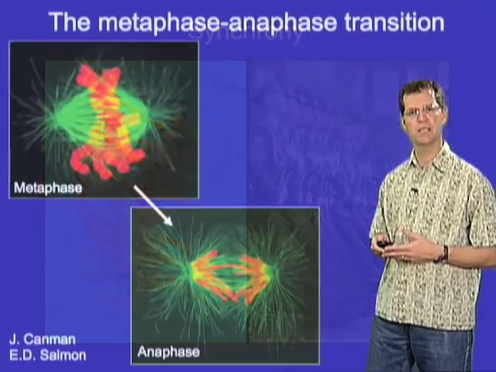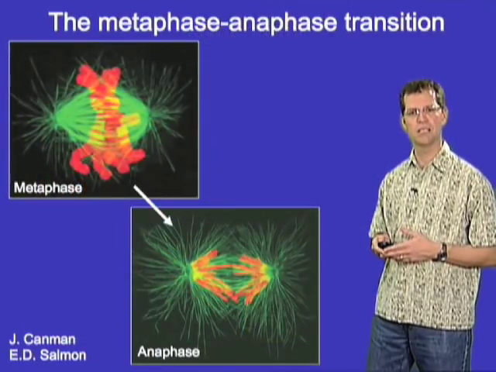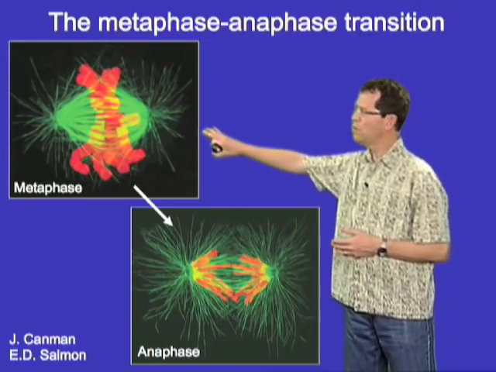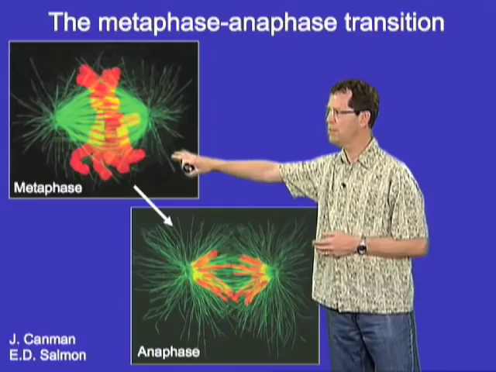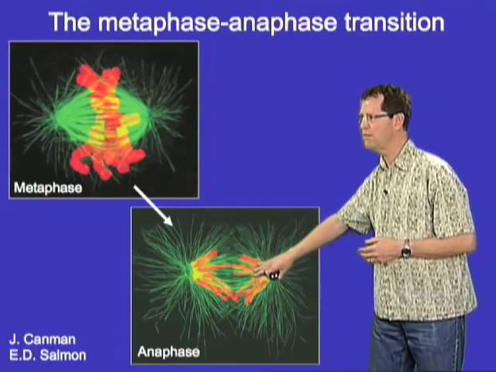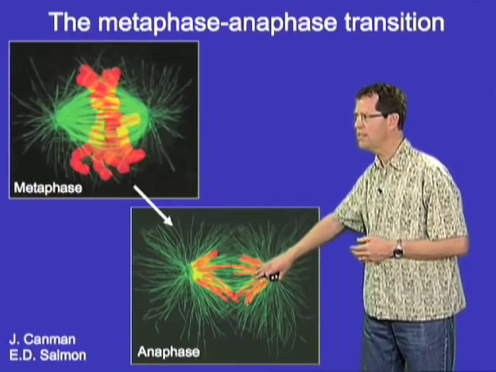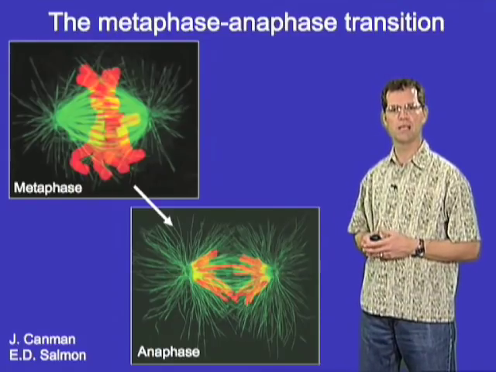So we're going to focus in particular on the metaphase to anaphase transition, this moment in the cell cycle when the cell goes from the metaphase state, where the sister chromatids are aligned on the mitotic spindle, and suddenly separates all of its sister chromatids more or less synchronously and pulls them to opposite poles of the cell.